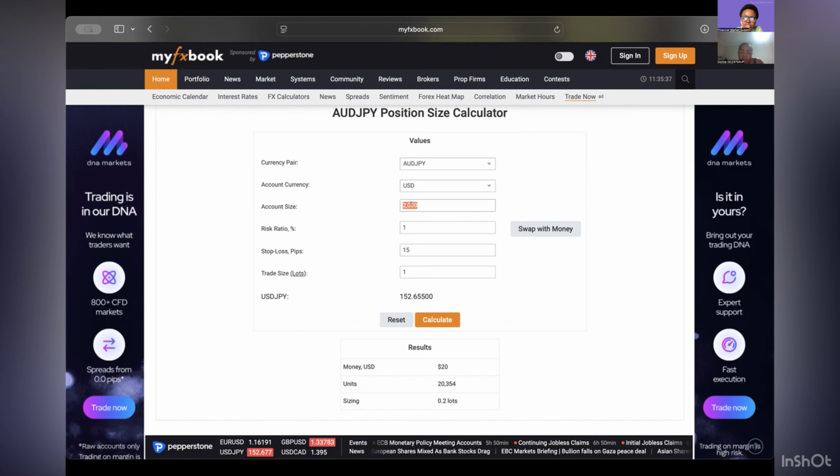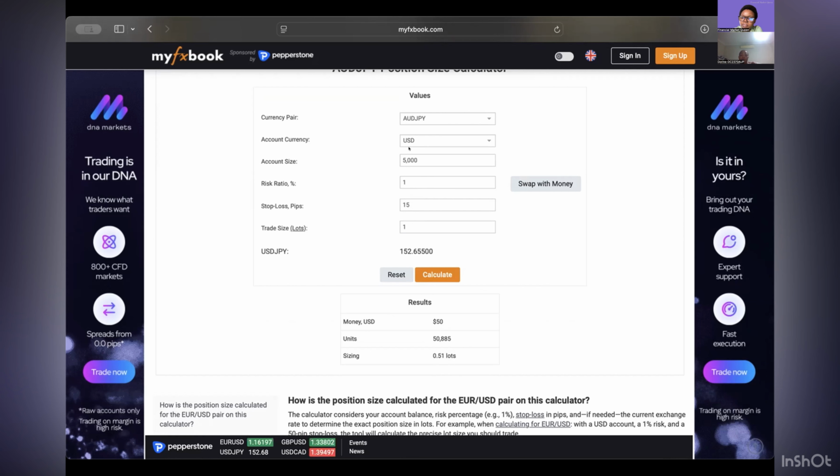Again, let's change the account size to $5,000. I put 5,000. Now I have $50 for money, 50 units, and 0.51 lots for sizing. So you see that the sizing is increasing as the money is increasing. So at the end of the day, it's not necessarily the number of positions you take. That's what people don't understand. It's not the number of positions you open. It's the amount of money you are risking, the amount of money you're depositing to trade with.